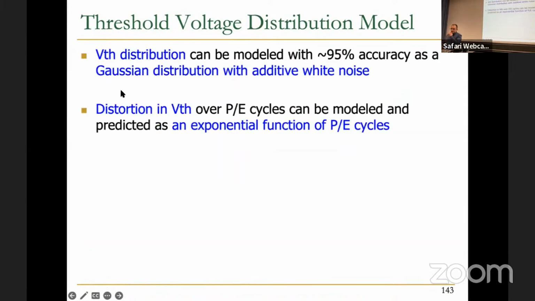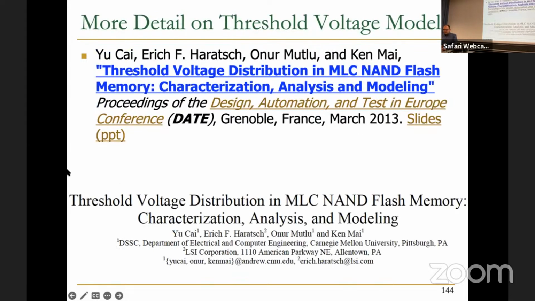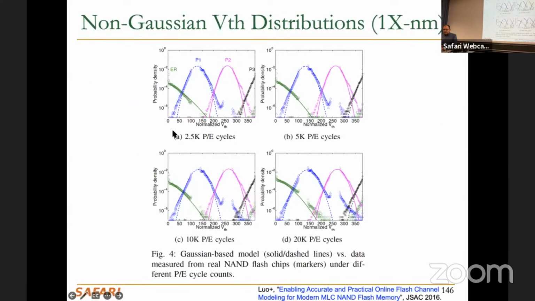The VTH distribution can be modeled with 95% accuracy as a Gaussian distribution with additive white noise. And the distortion in VTH over P/E cycles can be modeled and predicted as an exponential function of P/E cycles. You can read the paper for more detail, but that's the way we model it.